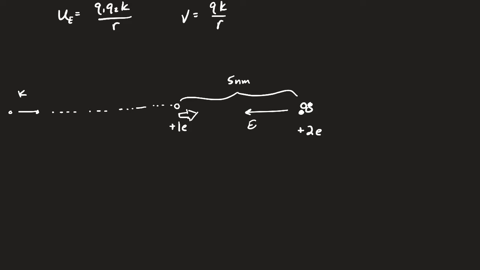So this is a conservation of energy question. And the kinetic energy it has here will have to be equal to the electric potential energy it has 5 nanometers away. Does everybody understand that? Any question about that part of this question?